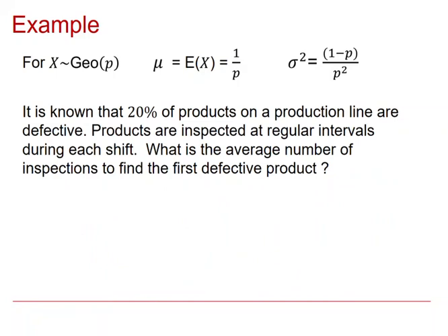So again, with this second example, you may like to just pause a moment and read through the example yourself before I start to do the solution for you. So if we identify the model here, P, our parameter, is 0.2, and P represents the probability of a defective product, and x, the random variable involved, is the number of inspections necessary to find the first defective product.